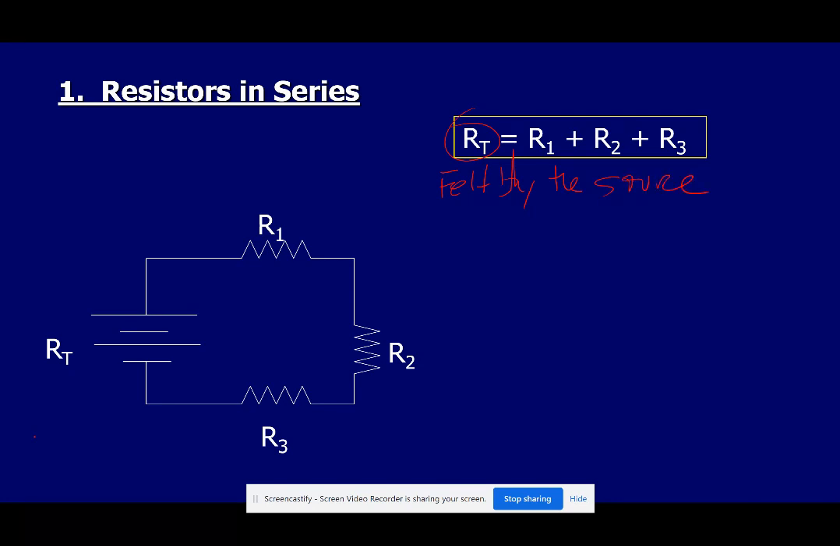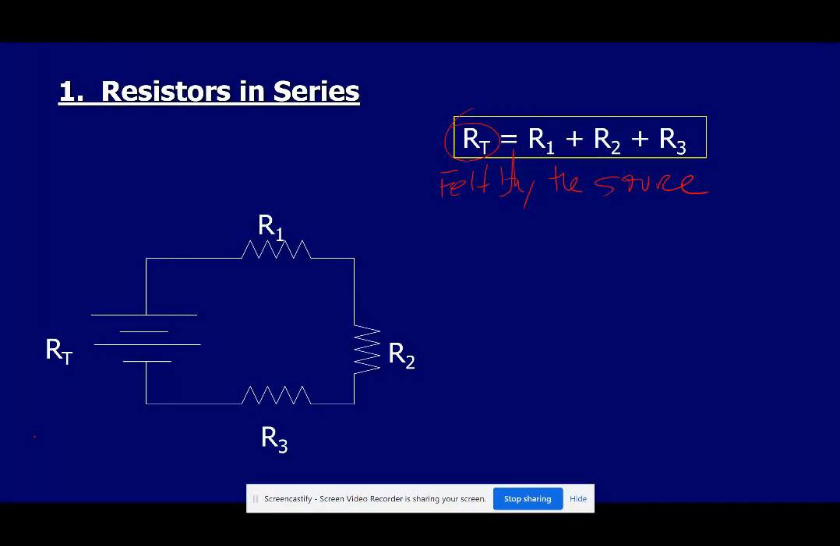So that seems simple enough. If I didn't even teach you this lesson and I said, how do you think we find the total resistance felt by the source? I'm sure most of you would put your hand up and say you just add up the individual resistances, which is exactly what you do.